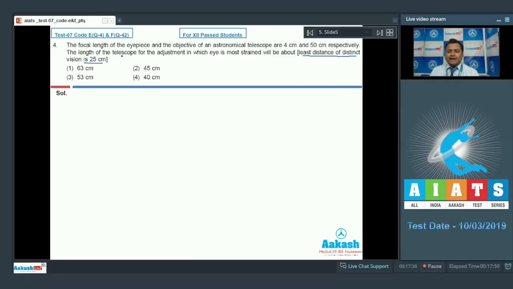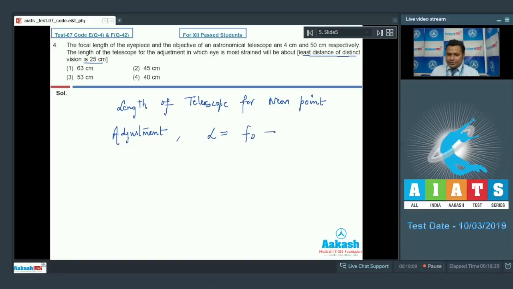Now we know very well that at near point eyes will be most strained. So that's why we'll take the near point. Now the length of telescope for near point adjustment is given by L equals Fo plus D times Fe upon D plus Fe, where Fo is the focal length of objective and Fe is the focal length of eyepiece. D, in this particular case, we have to take as least distance of distinct vision, that is 25 cm.